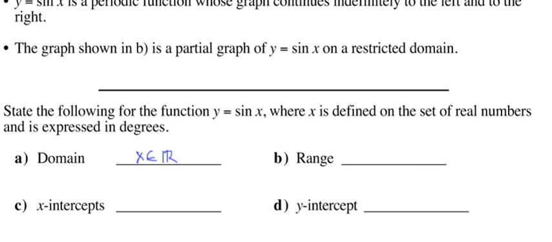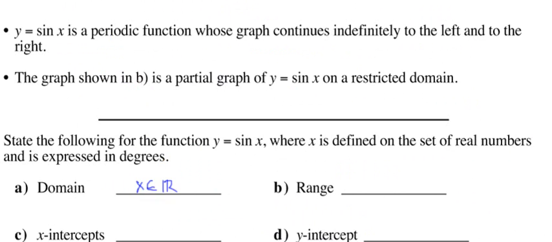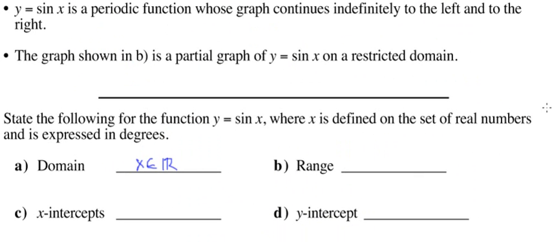For range, sine is very restricted, actually. The highest that sine ever gets is 1, and the lowest it ever gets is -1. It spends all eternity just bouncing back and forth between 1 and -1. So for range, we have y can be any real number, but y is always between -1 and 1.